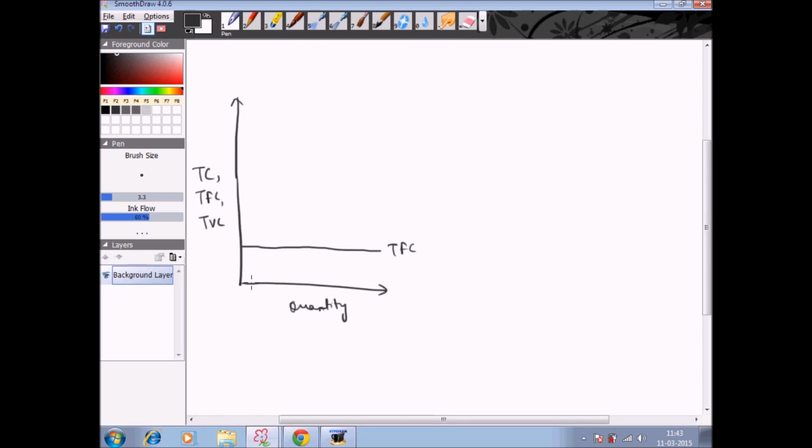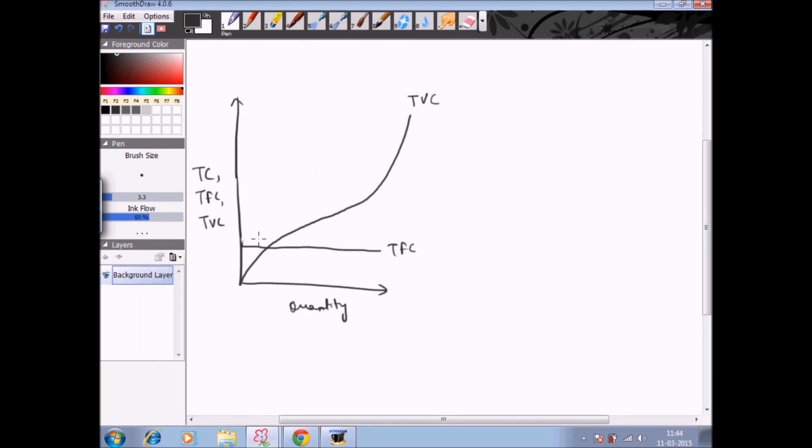What about total variable cost? Total variable cost increases at a decreasing rate initially, but it starts increasing at an increasing rate after a certain unit of output produced. This is the total variable cost curve. It is increasing initially at a decreasing rate and then it starts increasing at an increasing rate.